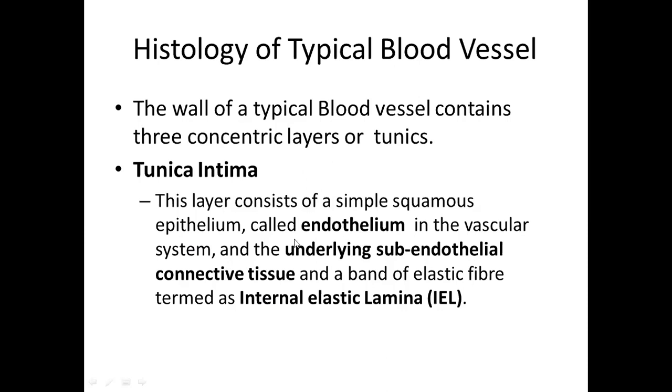And then at the border area of tunica intima with the next tunic, tunic is actually a layer, the word indicates a layer. At the border area between tunica intima and the next tunic, there is a band of continuous elastic fibers, which is termed internal elastic lamina. Lamina is a small layer, tunic is a word used for a large layer, and lamina is a layer which is quite smaller. It is abbreviated as IEL, internal elastic lamina.